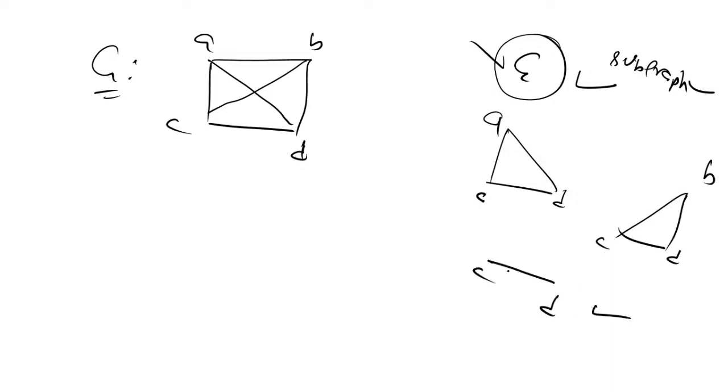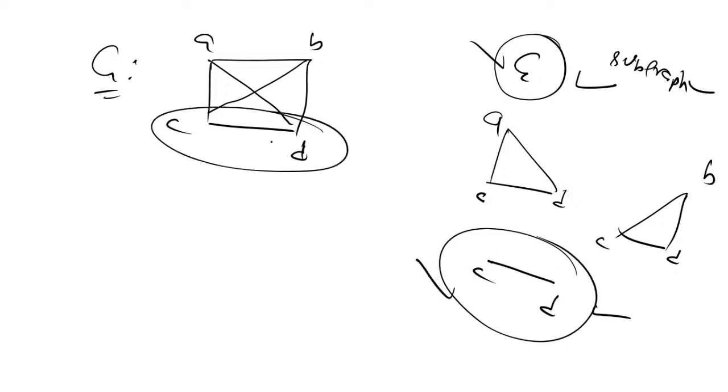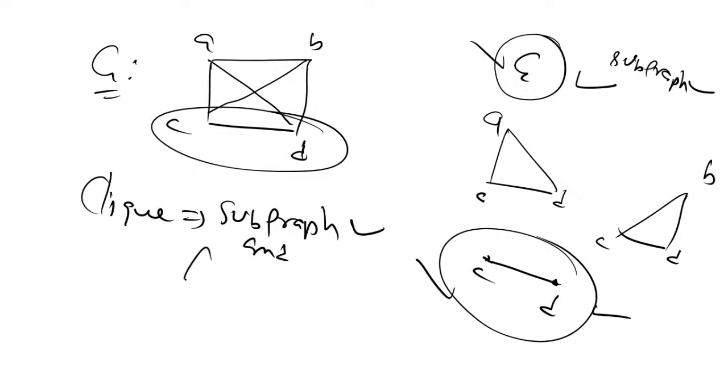Why? Because this edge CD is a subgraph, and also it is a complete graph. You can see this CD is a complete graph on two vertices. So this is a complete graph, and this is a subgraph. So basically, a clique is nothing but a subgraph that is a complete graph. So basically a complete subgraph.